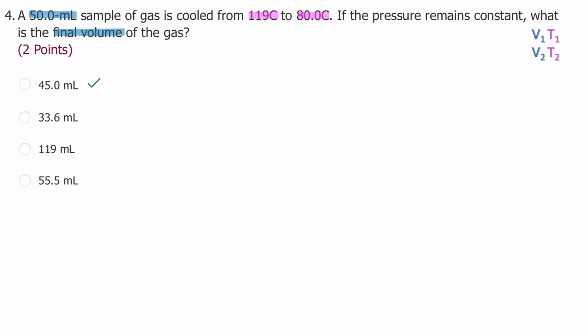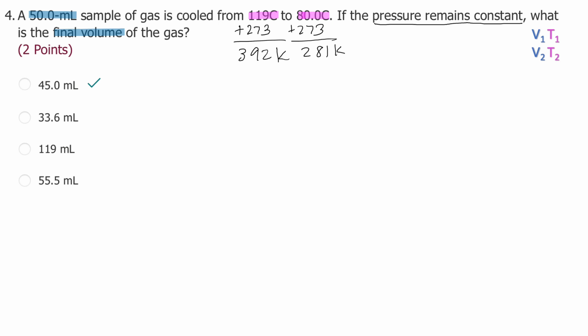Alright, number 4 says a 50 milliliter sample of gas is cooled from 119 degrees Celsius. Let's go ahead and bring that to Kelvin. Adding 273 will give us 392. Then we have 8 plus 273, which will give us 281. If the pressure remains constant, all that means is that pressure does not apply. So we are not considering pressure in any of this math. What is the final volume?